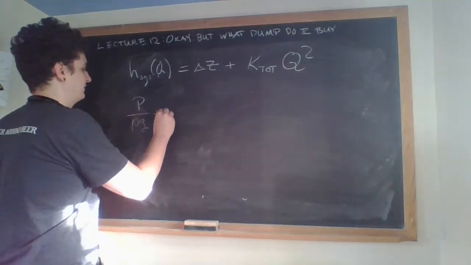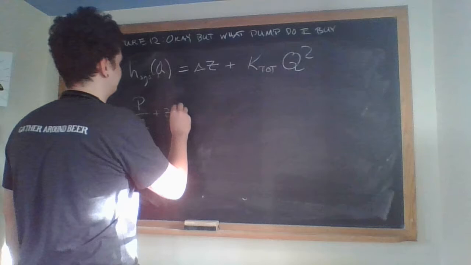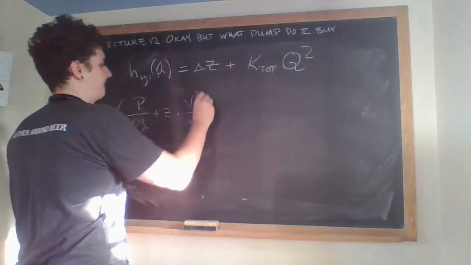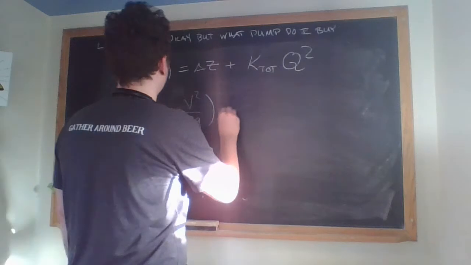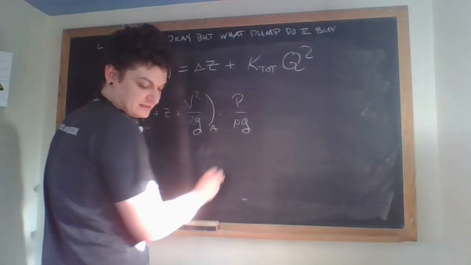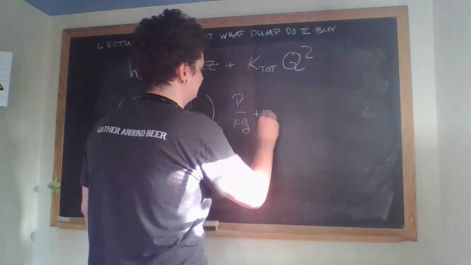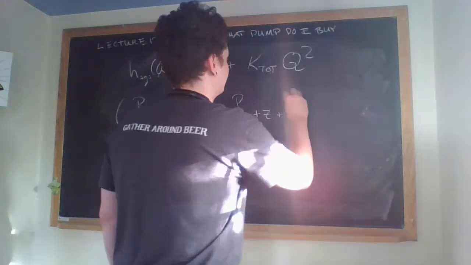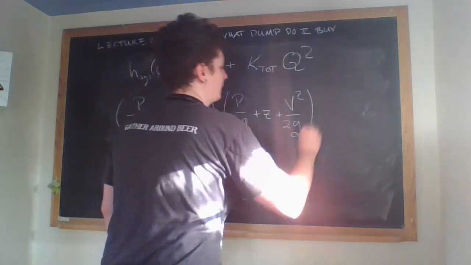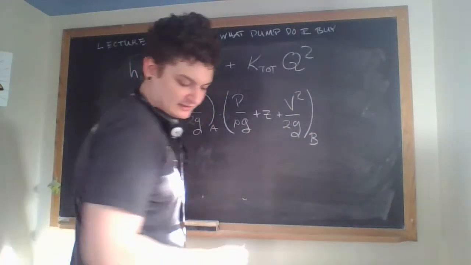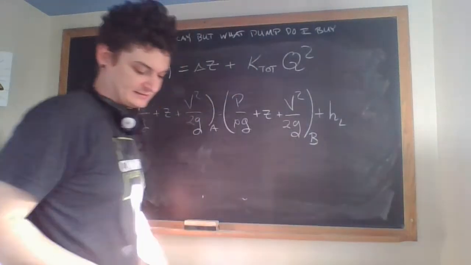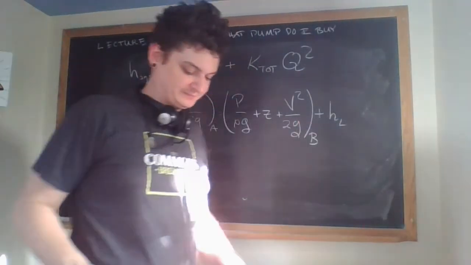G, Z, Z_A, G, V plus Z, plus another V squared. This is at point B, and then you have losses. Okay.